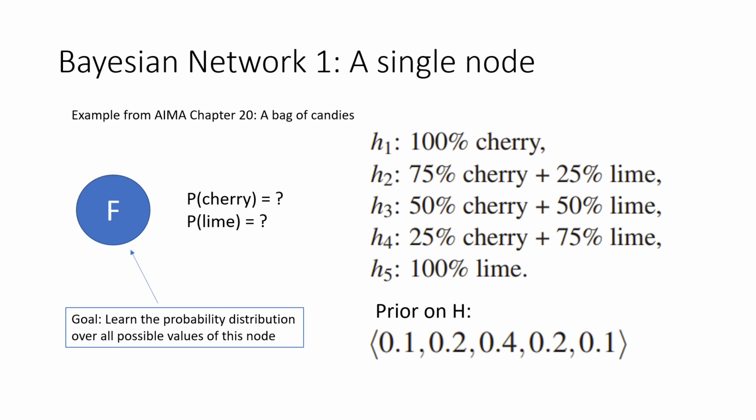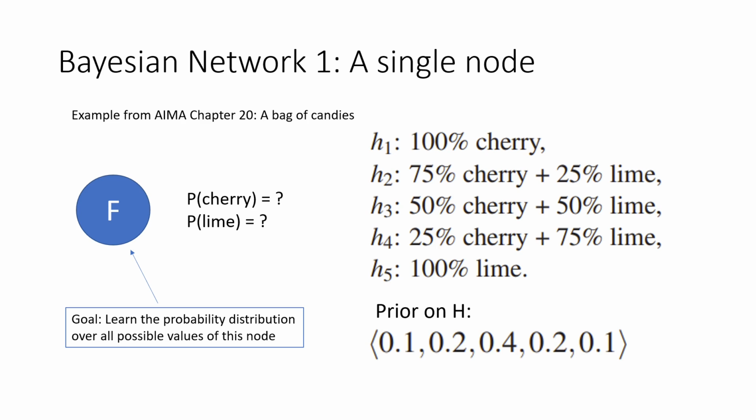So the single node Bayesian network is just a probability distribution over all possible values of the node. So I'm going to be using an example from AIMA chapter 20, which is a bag of candies. And we don't know the proportion of different flavors of candies in the bag. So we want to figure out what the probability is that we're going to pick a cherry candy or a lime candy from the bag.